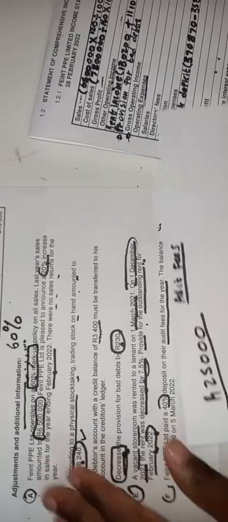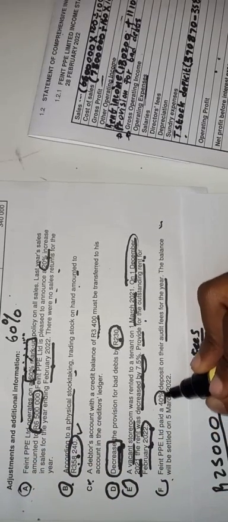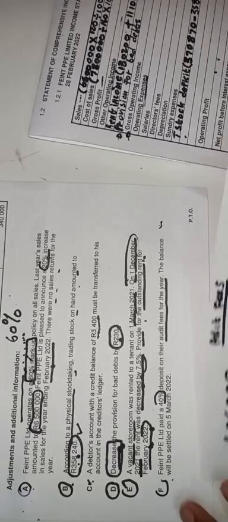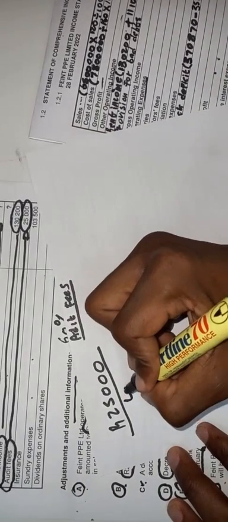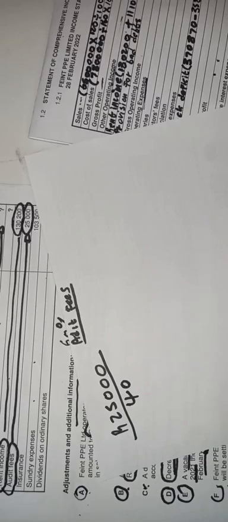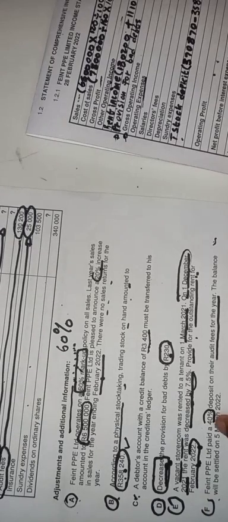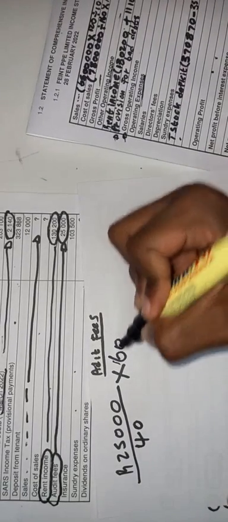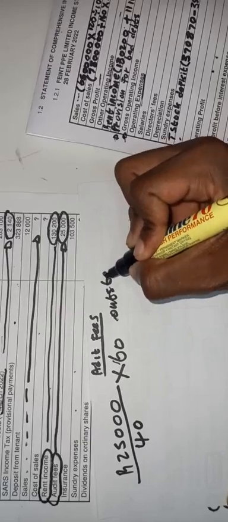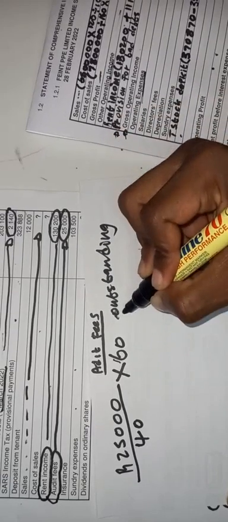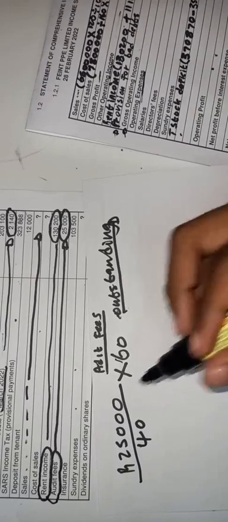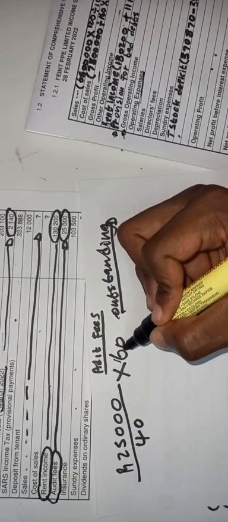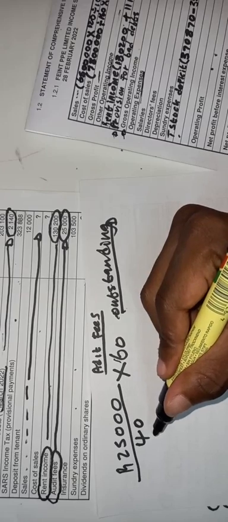How many percent is it? They're saying we paid only 40%. So we divide by its percentage, the one that we paid, 40%. We divide by what we paid and multiply by the outstanding. If we paid 40%, how much is the outstanding? 100 minus 40 is 60. So 60 is the outstanding. We multiply by the outstanding and then we divide by the paid.